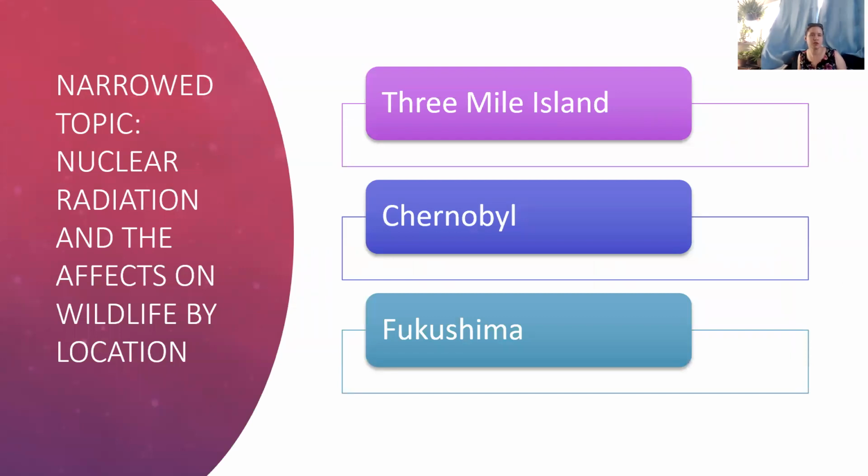So now I have nuclear radiation and the effects on wildlife by location. What I have here is a list of 3 locations that I can study to present an informative paper. This gives me a very narrowed idea of focus for my research. I know that I'm going to look at the nuclear radiation and how it affects wildlife for each of these three specific areas of the world.